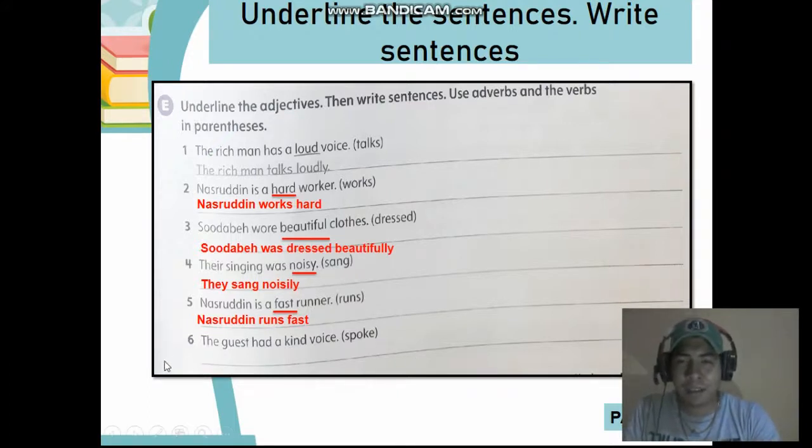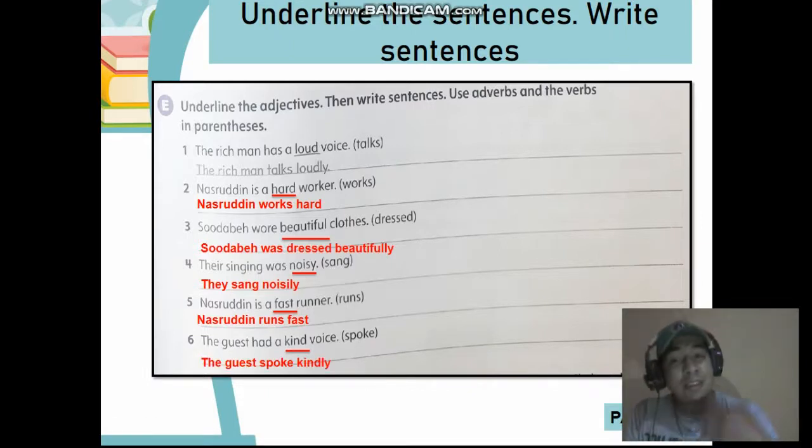And finally, we have: the guest had a kind voice. What do you think is the adjective? Very good. Kind is the adjective. Now, what do you think is the sentence? What do you put there as a sentence? Yes, the guest spoke kindly. Excellent. So now compare what you have on the screen with what you wrote on your paper. Make the comparison and see how many of those were correct.